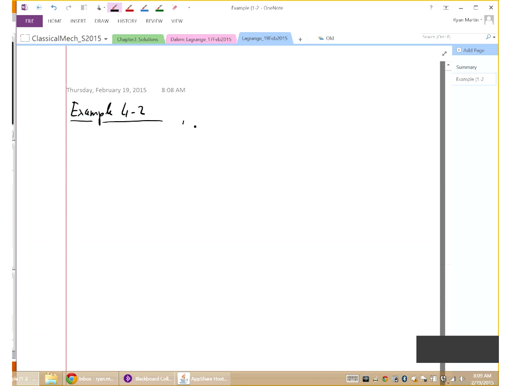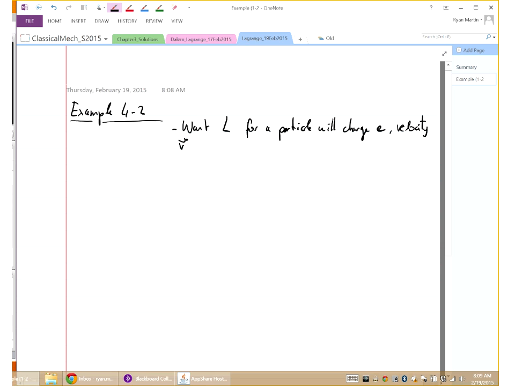So example 4.2, what we really want is the Lagrangian for a particle with electric charge e, so like an electron, velocity v, and then moving in a region with electric field capital E vector and magnetic field capital B vector. Okay.